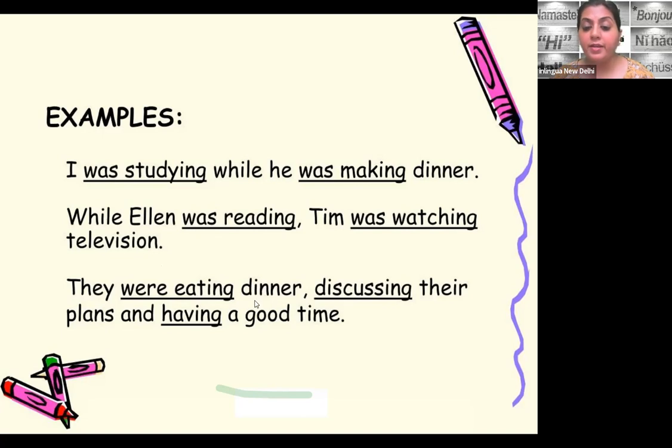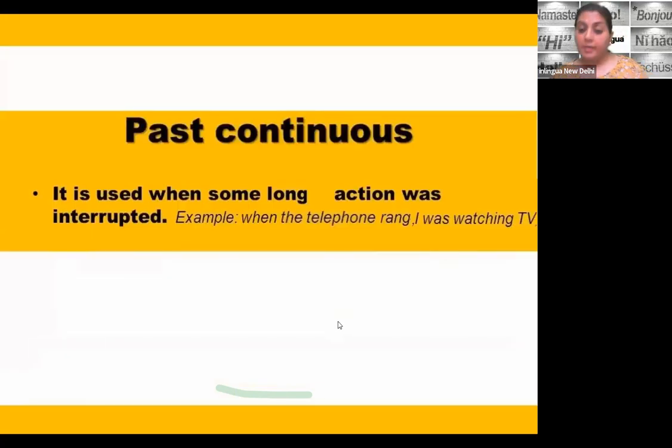They were eating dinner, discussing their plans and having a good time. Now you are talking about three actions by the same people. You can also use the word and instead of while. They were eating dinner while discussing their plans and they were having a good time. Now, this was the second usage of past continuous, when you join two parallel actions.